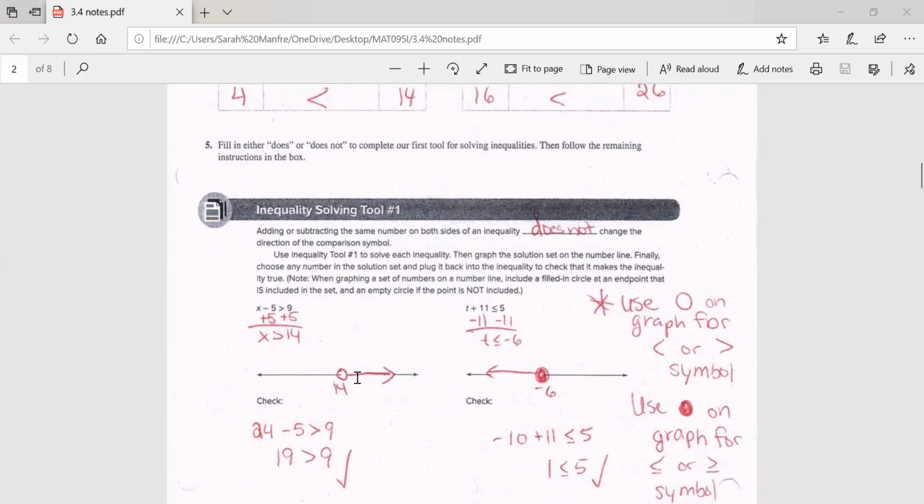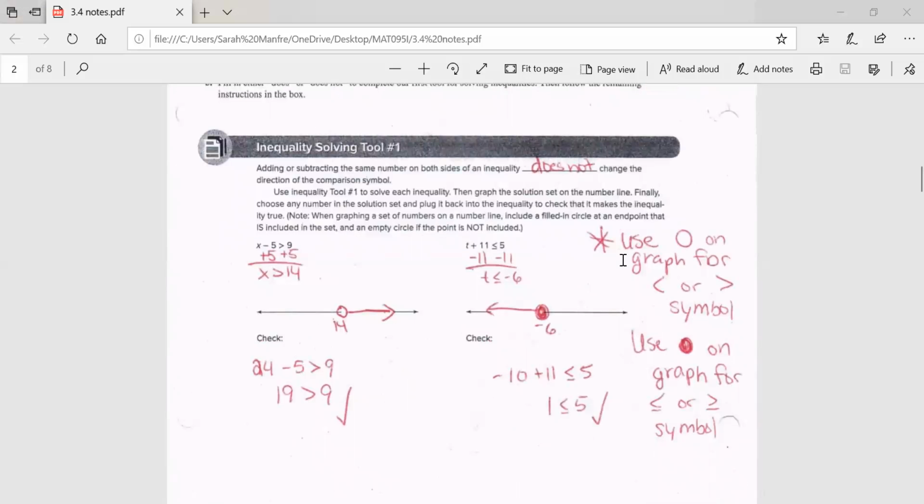Okay, now, quick note, and I put this important note right here. If the symbol is less than or greater than, you are going to put an open circle on top of the number. If the symbol is less than or equal to or greater than or equal to, we're going to put a closed circle. So as you can see in the second problem, the symbol is less than or equal to, which is why I put a closed circle. The closed circle basically shows that we're including this number, and the open circle means I'm including everything up until 14.